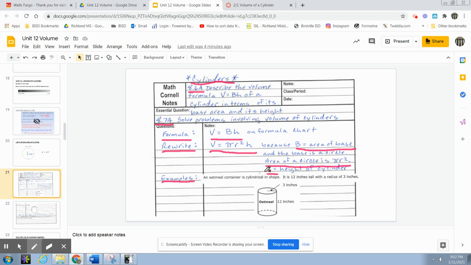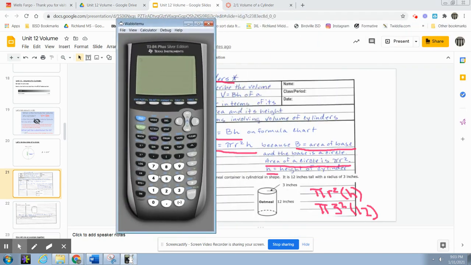An oatmeal container is a cylinder in shape. It is 12 inches tall with a radius of 3 inches. So we would write the formula pi r squared times h. And we know that pi on the calculator is second and then the hat button. We know our radius is 3 squared, and we know our height is 12. So when we put that in the calculator, we should get second pi, 3 squared, 12. We should get 339.29.